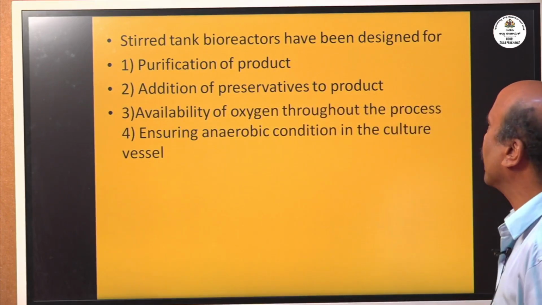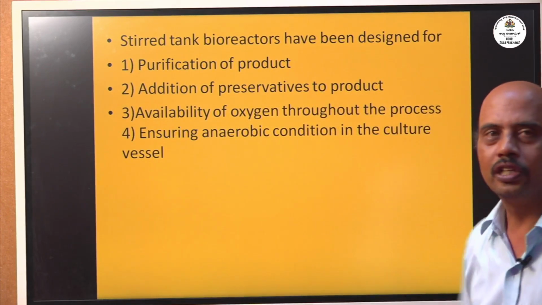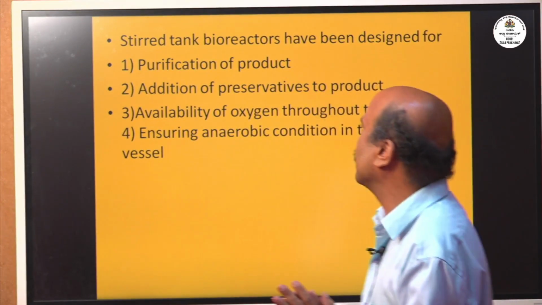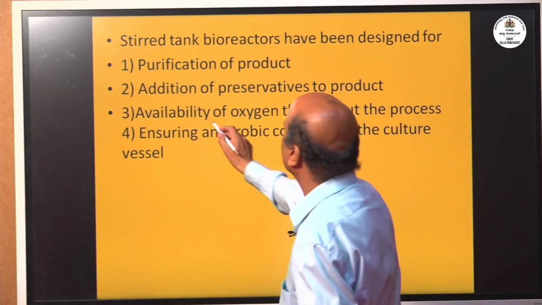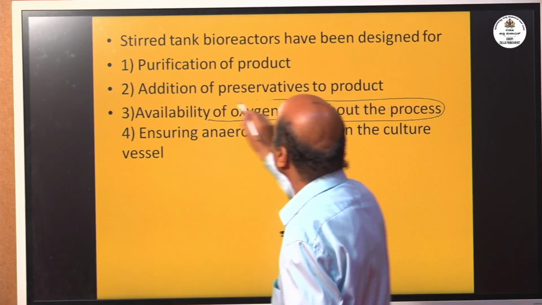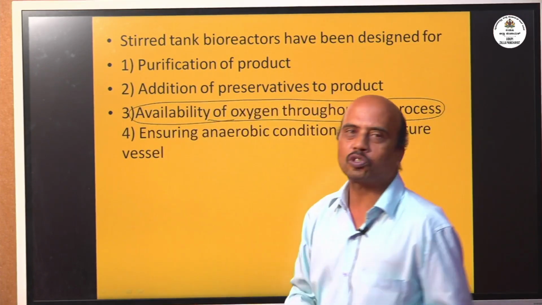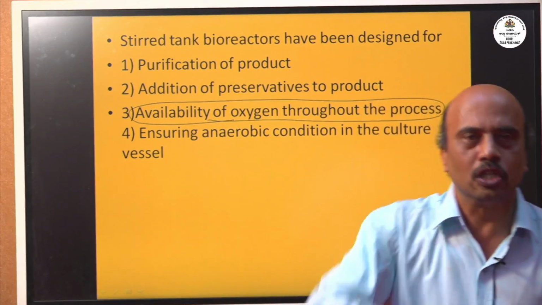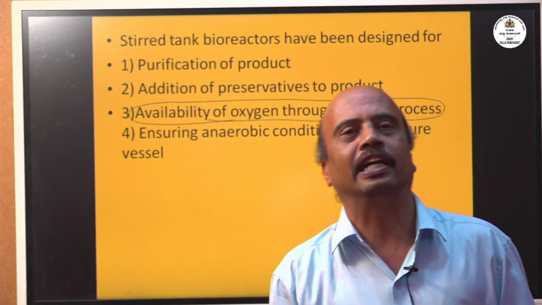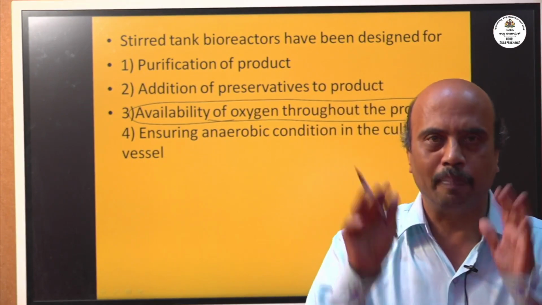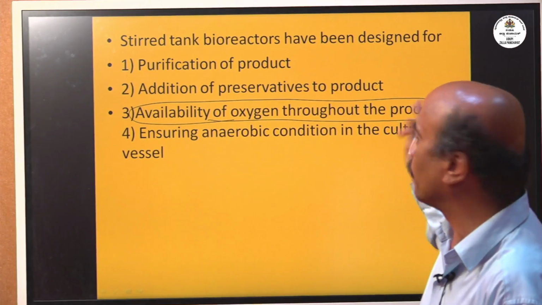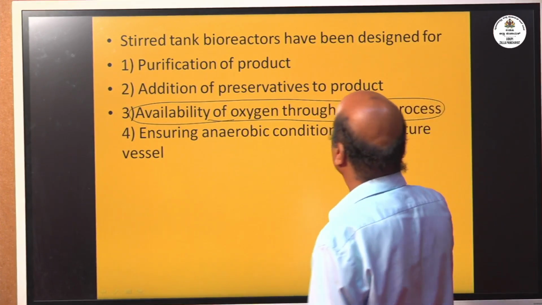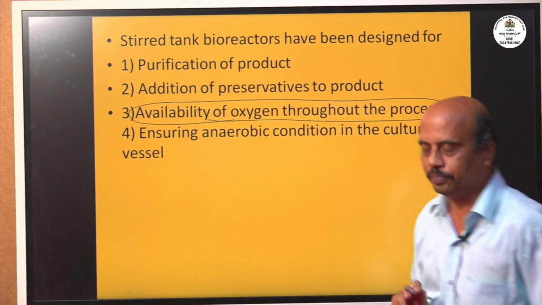Stirred tank bioreactors have been designed for, the main intention is, very simple, availability of oxygen throughout the process. Because the entire process is aerobic, it requires a constant supply of oxygen, so oxygen has to be mixed with the contents thoroughly. That's the main intention of the stirred tank bioreactor.